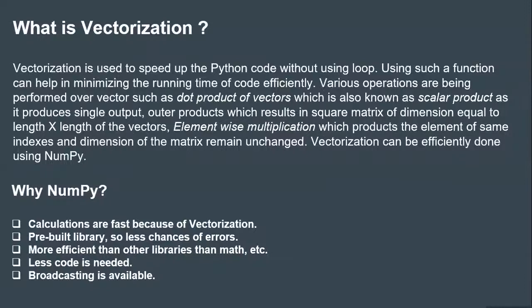So why will we be using NumPy? In short, because calculations are fast. Because of vectorization, it is a pre-built library, so less chances of errors, and more efficient than other libraries like math, etc. We'll be seeing it later. Less code is needed while coding through NumPy, and broadcasting is available in NumPy. So without wasting much of our time, we'll be starting with the exercises.